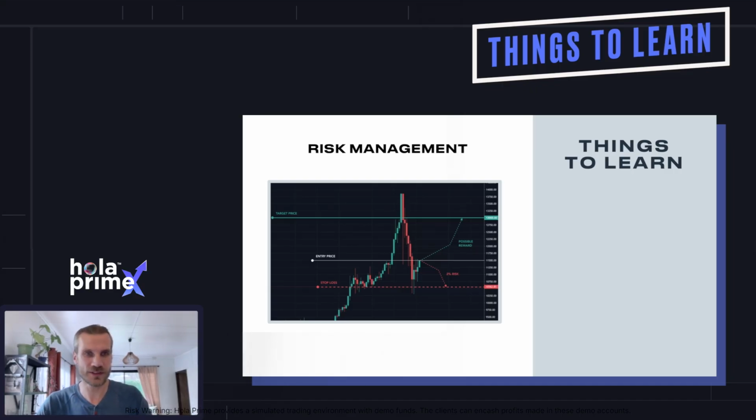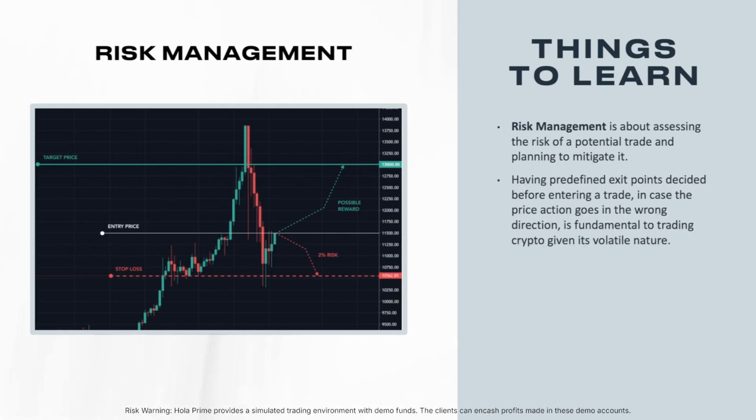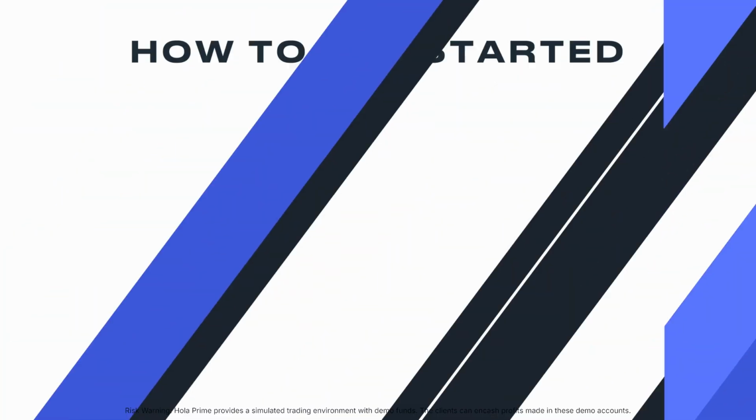Probably one of the most important things you need to learn is risk management. Risk management is about assessing the risk of a potential trade and planning to mitigate it. Having predefined exit points decided before entering a trade in case the price action goes in the wrong direction is fundamental to trading crypto given its volatile nature. Using stop losses on exchanges to automatically exit a trade to minimize loss is something you need to get your head around pretty early. And finally, having clearly defined price targets to ensure you stick to a trading plan and not get caught up in the excitement of the potential for more profits is key to risk management. I have a separate video on risk management which I will link to in the description, so be sure to check that out.